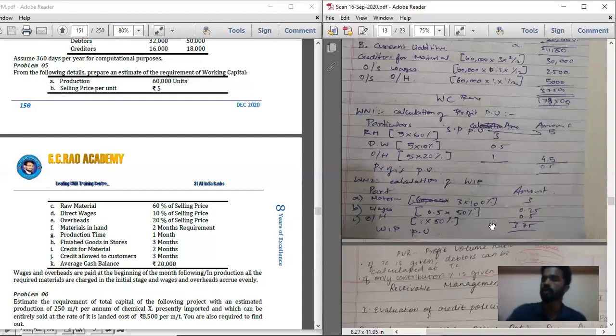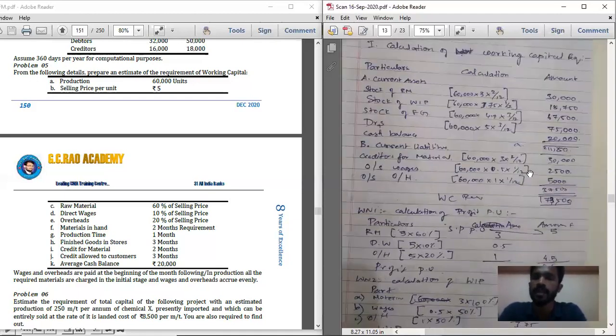Now total the amount column, 3 plus 0.25 plus 0.5. So total is 3.75. In respect of the 3.75, put work in progress per unit. So we have calculated the value of work in progress per unit, that is 3.75. The total cost per unit is 4.5. The raw material cost per unit is rupees 3.